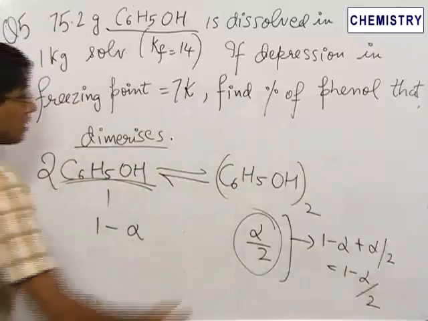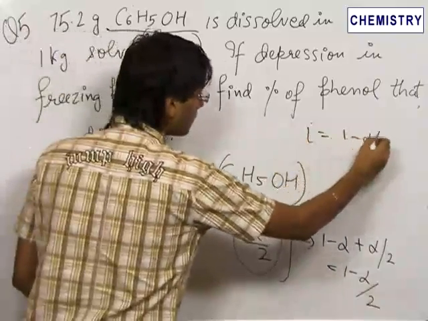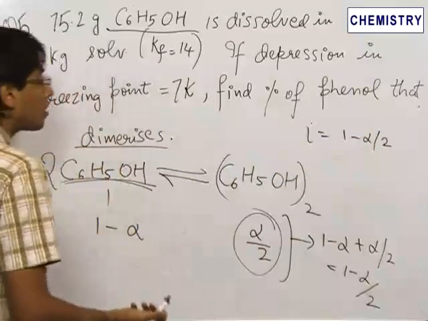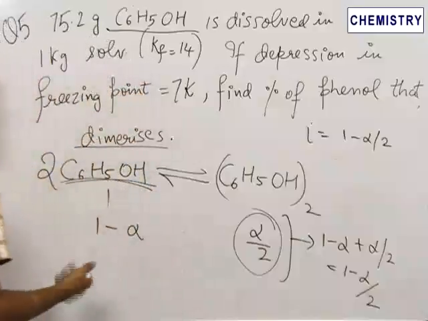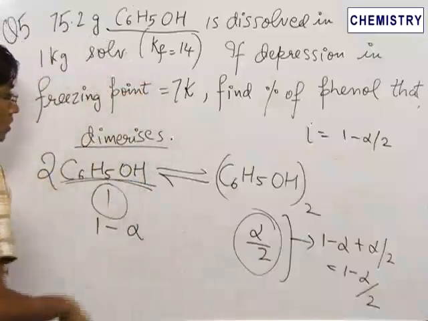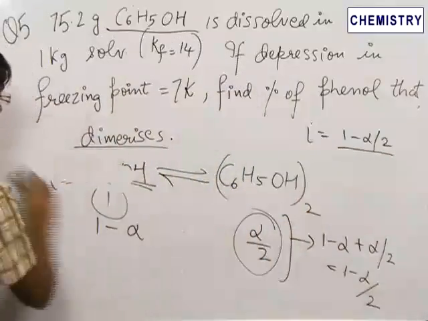Hence our Van 't Hoff factor I is equal to 1 minus alpha by 2, which is the total number of molecules or moles present after the dimerization divided by the total number of initial moles, which is equal to 1. So this is equal to 1 minus alpha by 2.